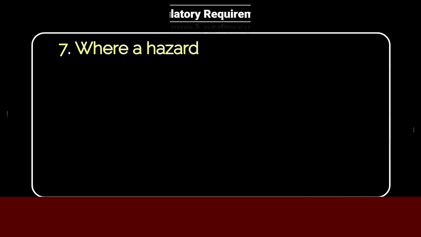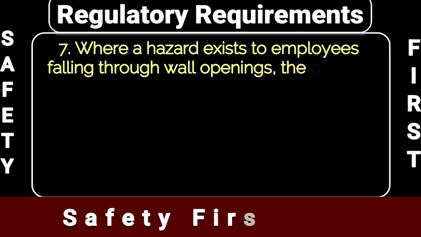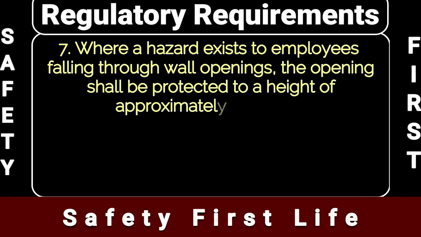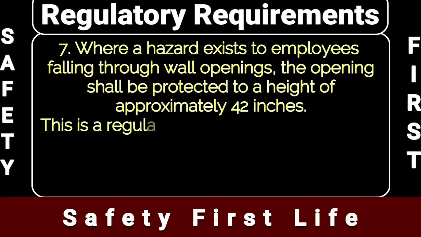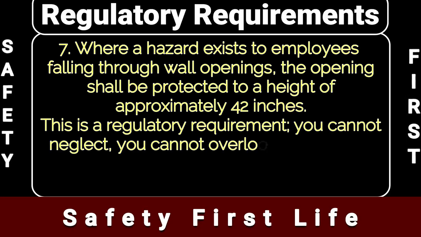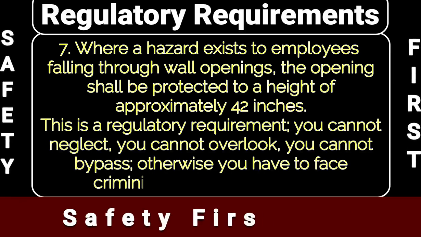Number 7, where a hazard exists to employees falling through wall openings, the openings shall be protected to a height of approximately 42 inches. This is a regulatory requirement. You cannot neglect, you cannot overlook, you cannot bypass. Otherwise, you have to face the criminal action.